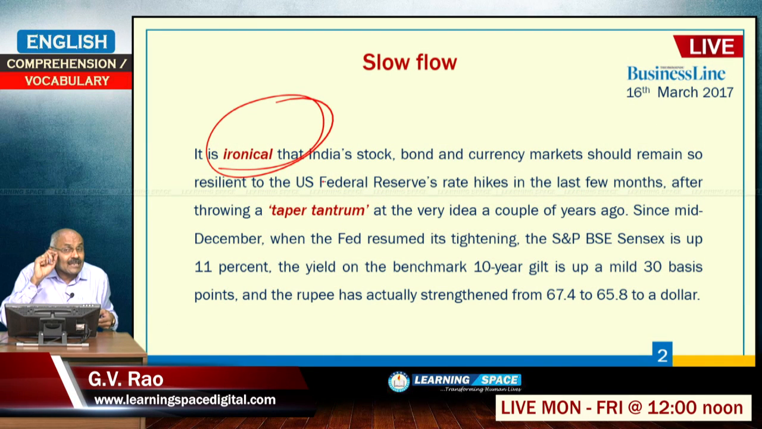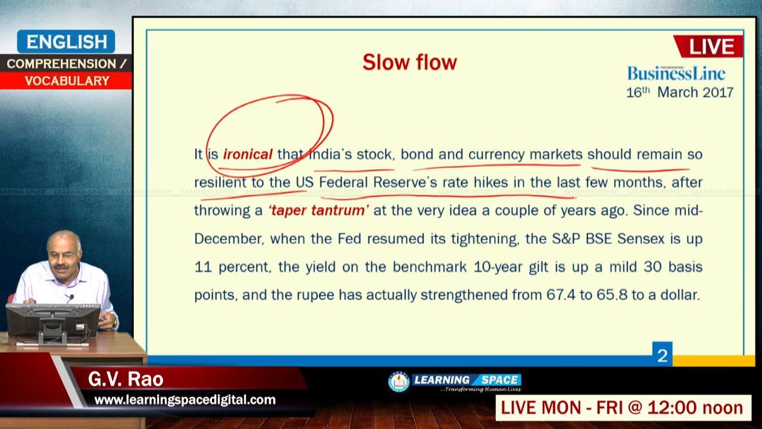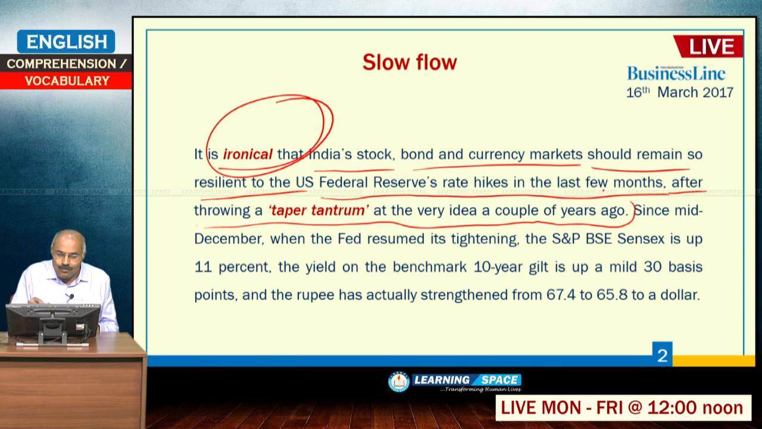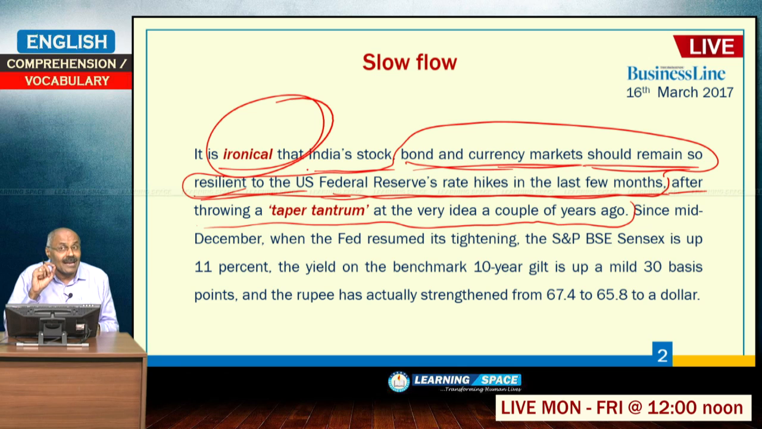Why is this used here? It is ironical that India's stock, bond and currency markets should remain so resilient to US Federal Reserve's rate hikes in the last few months, after throwing a taper tantrum at the very idea a couple of years ago. After the comma, I will explain that a little while from now. First, look at this: bond and currency markets should remain so resilient to the US Federal Reserve's rate hikes in the past few months. What is the meaning of it?